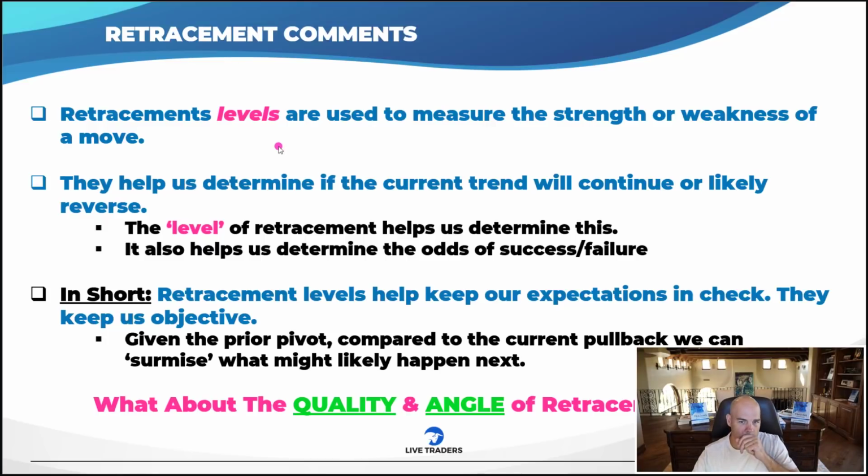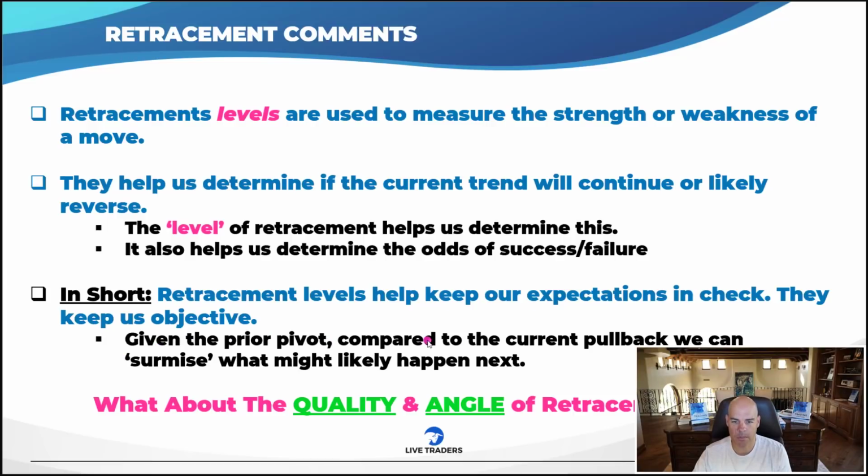They help us determine if the current trend will continue or likely reverse. The level of retracement helps us determine this. It also helps us determine the odds of success or failure. So I'm basically repeating what we talked about on that 50%, 25%, 100% slide. In short, retracement levels help keep our expectations in check. They also help keep us objective.